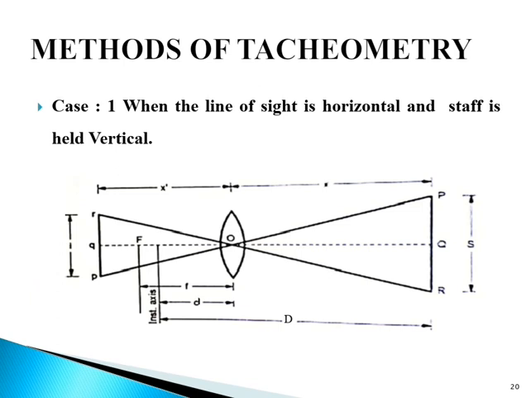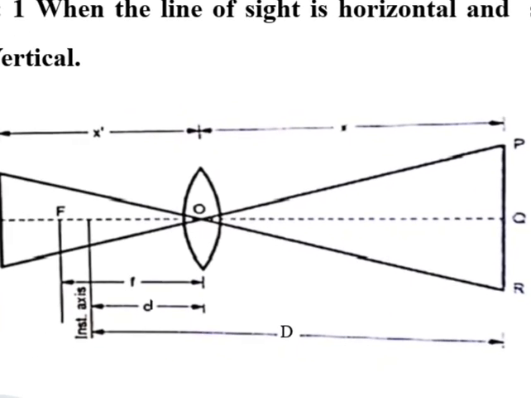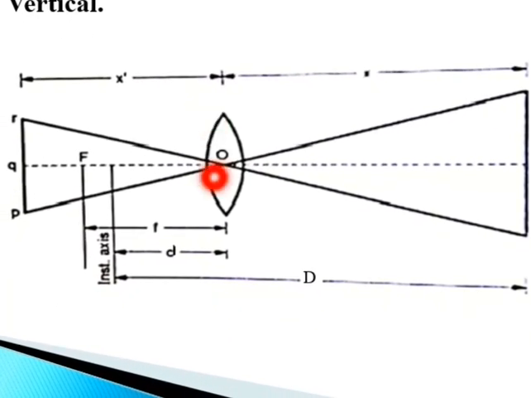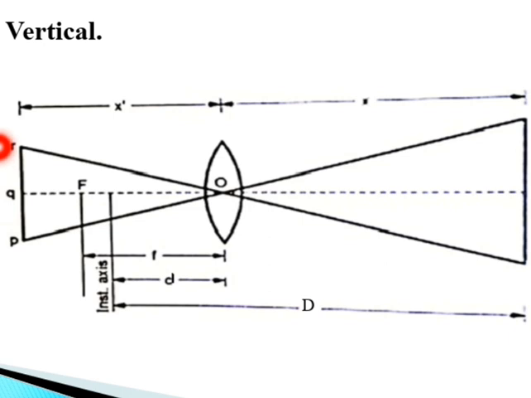When the line of sight is horizontal and the staff is held vertical, you can see its arrangement in the figure. Let us understand the figure. First of all, capital O is the optical center of the object glass. Next, small p, q, r are the top, axial and bottom hair readings. Next, the distance small p to small r is equal to small i, the length of the image.